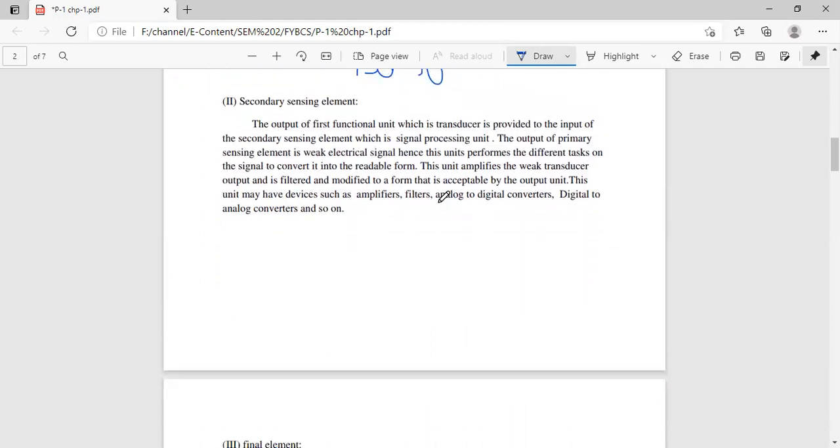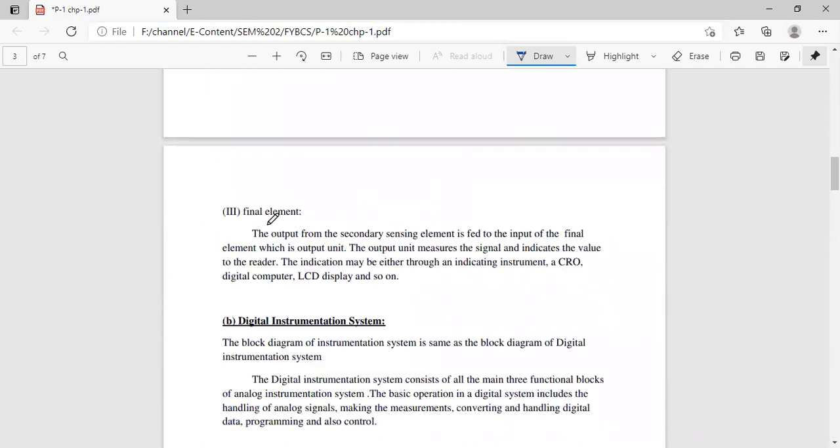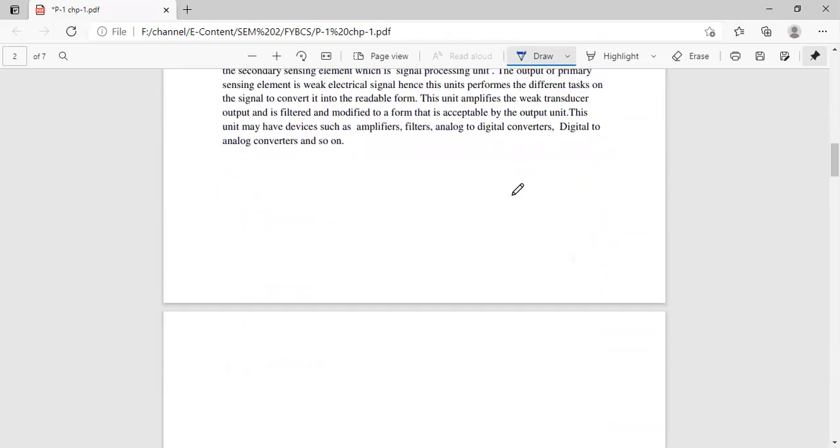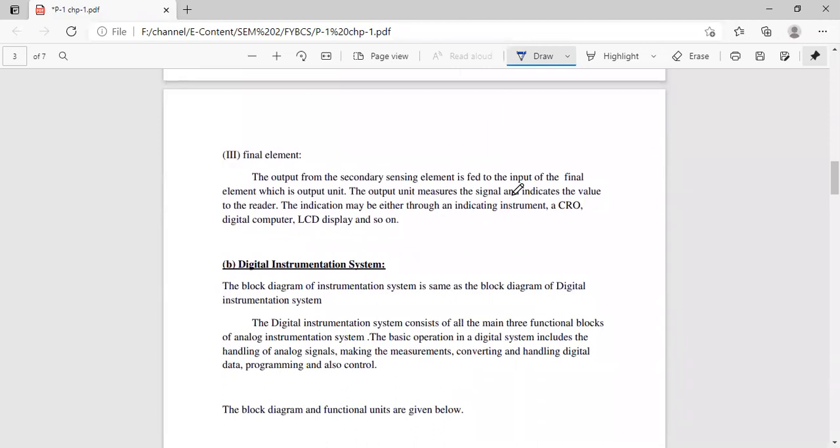After that, the third and final element: the output from the secondary sensing element is fed to the input of the final element, which is the output unit. Obviously, as we are looking at the diagram, the output of this secondary stage is fed to the input of the last stage. The output unit measures the signal and indicates the value on the reader. What is the function of the output block? It will measure the signal and display that signal on a reader. The indication may be through indicating instruments, a CRO, a digital computer, or an LCD display, and so on. That reader or display may be of any type.